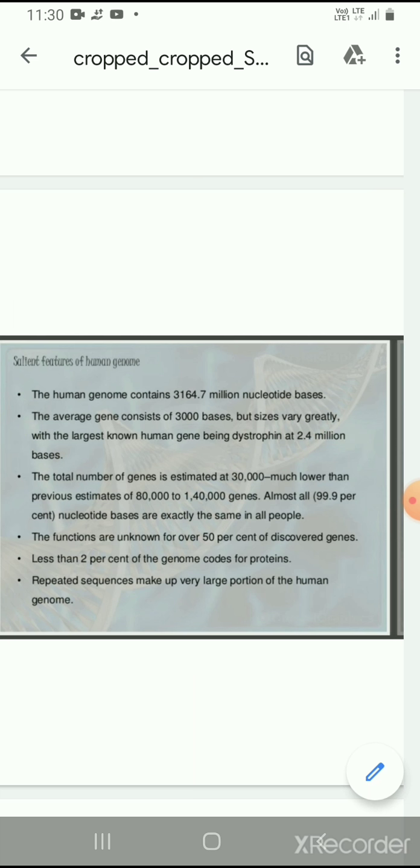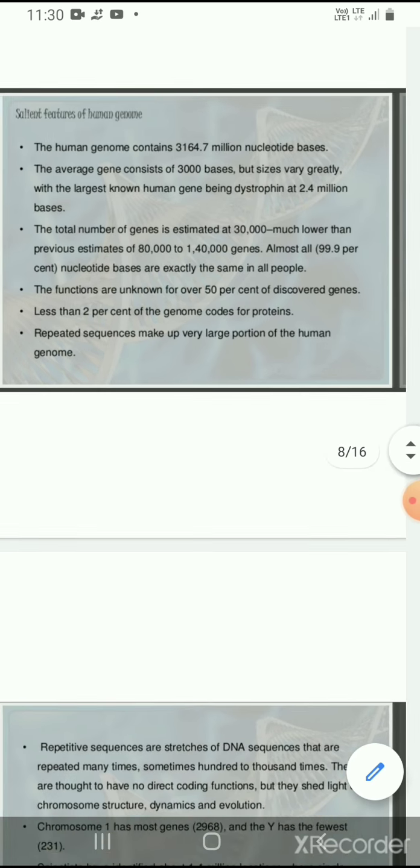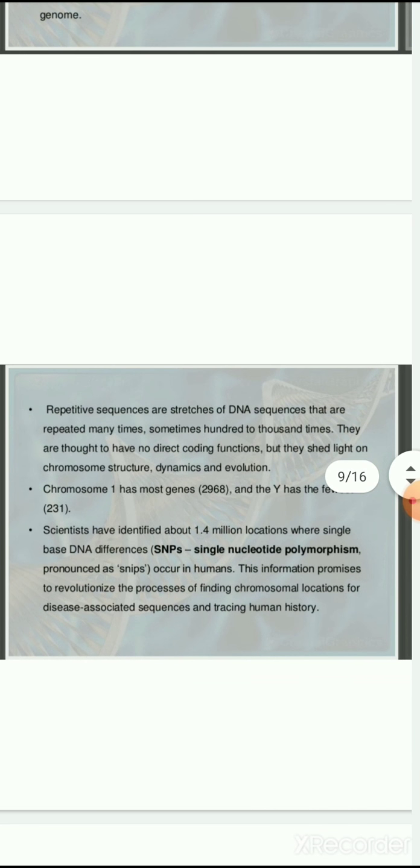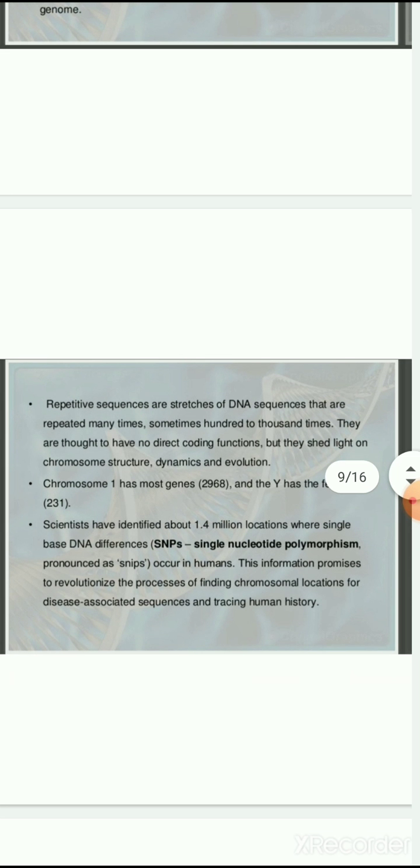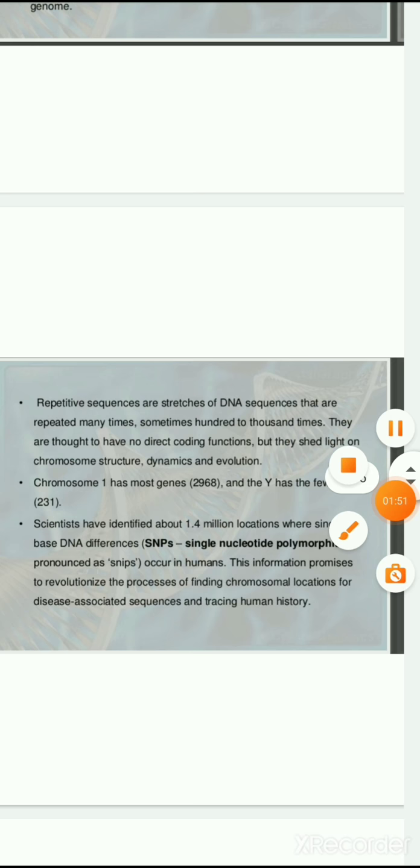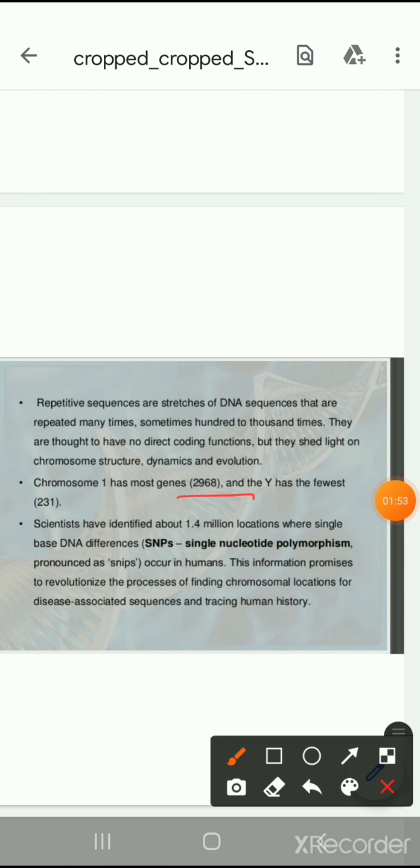Chromosome 1 has the maximum number of genes, 2968, and chromosome Y has the least number of genes, 231. Chromosome 1 has the maximum, that is 2968 genes, and Y has the fewest, 231.